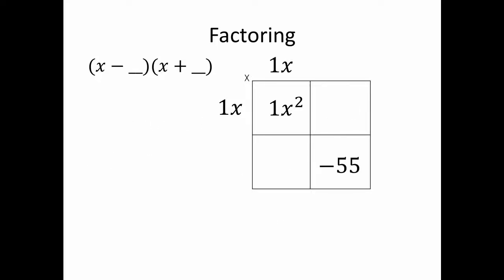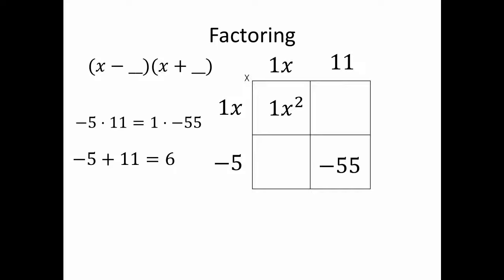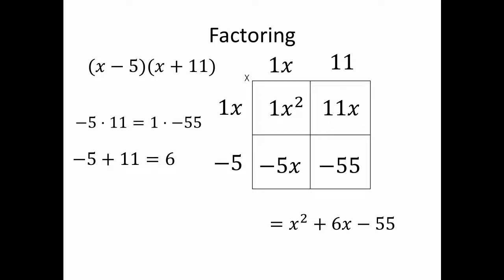And those numbers would be negative 5 and 11. So let's put them in place. Negative 5 and 11 go around the expansion boxes. Fill in the center, negative 5x and 11x. Add the contents. And now we're left with x minus 5 times x plus 11 as the factors of x squared plus 6x minus 55.